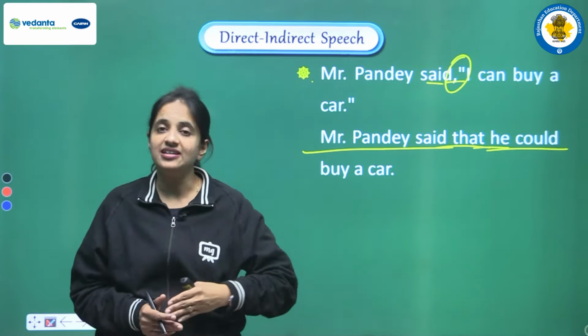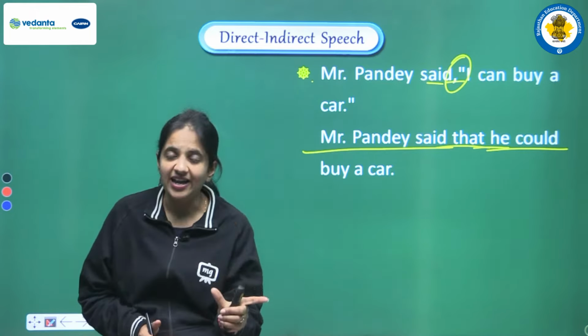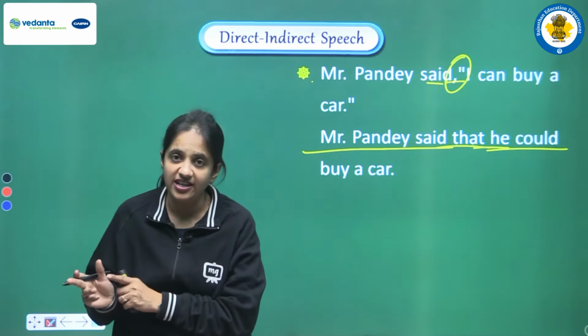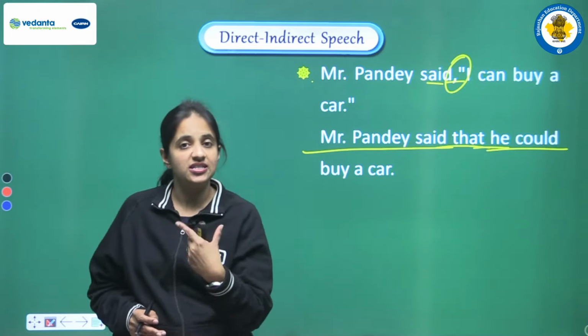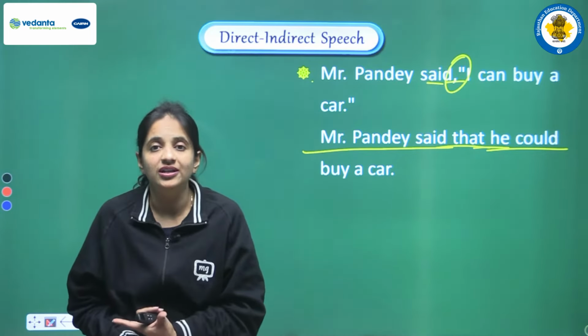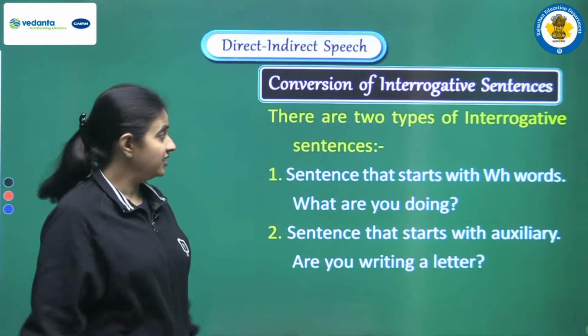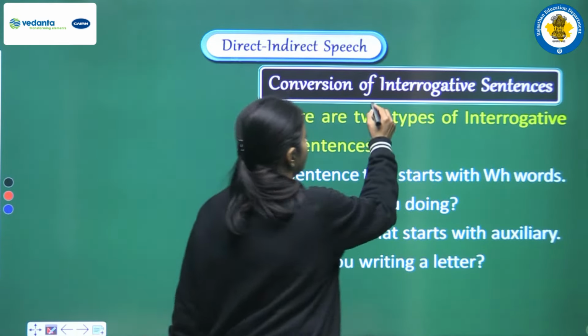What is different in an assertive sentence? The change is the conjunction. We have to use "that", and "say", or we can say "said to" or "says". It will be converted into "tell", "tells" or "told". Clear?